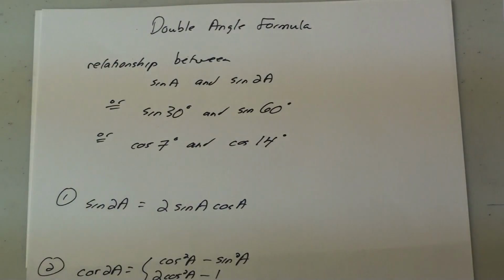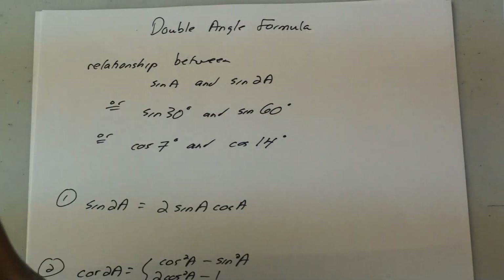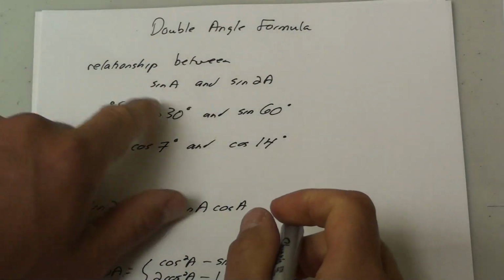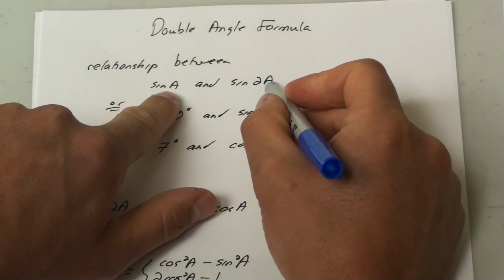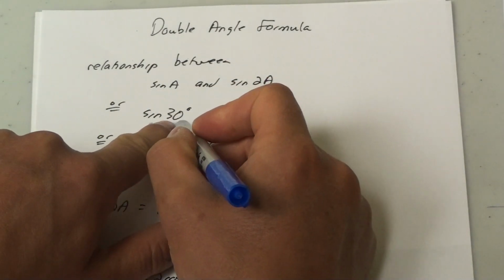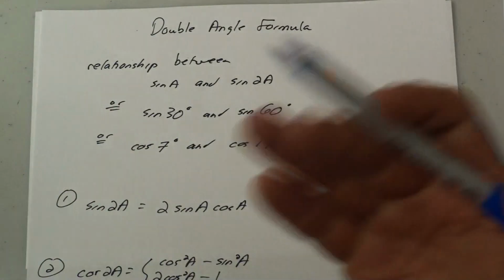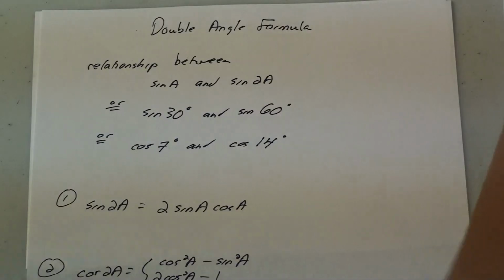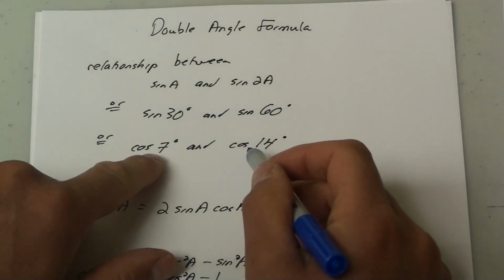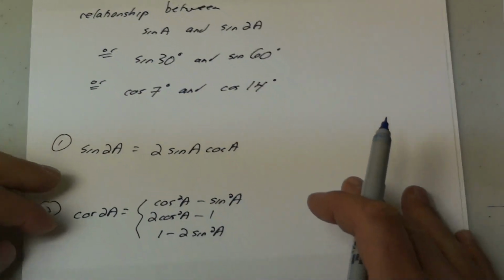Okay, this lesson's on the double angle formula. The double angle formula shows a relationship between an original angle and twice its angle. Okay, so 30 degrees to 60 degrees, or 7 degrees to 14 degrees. There's a relationship that's been proven over time that holds. And there's different ones for sine and cos.